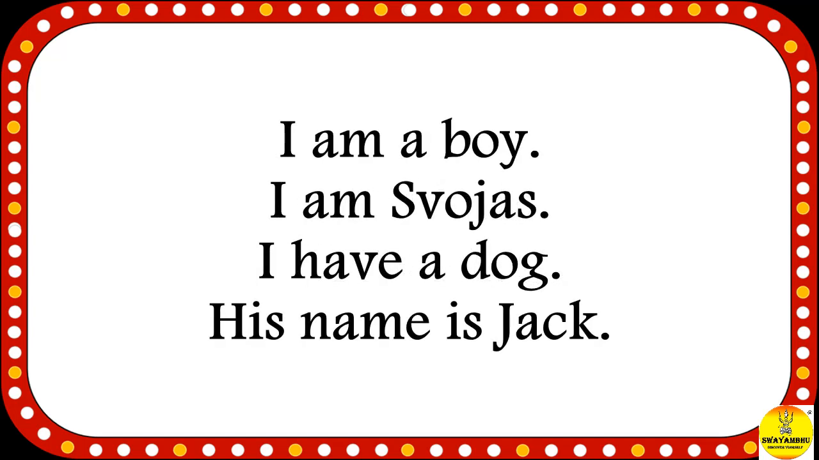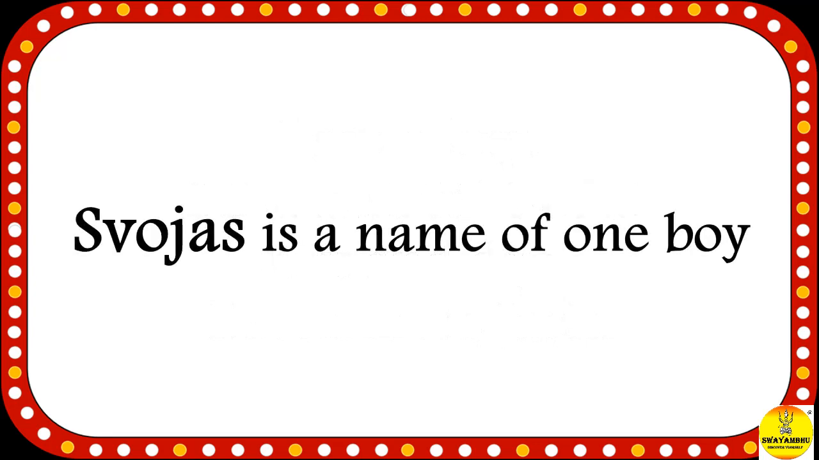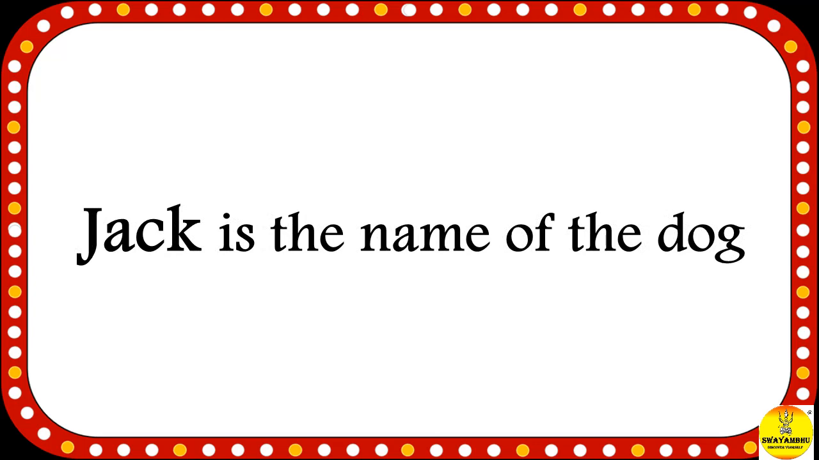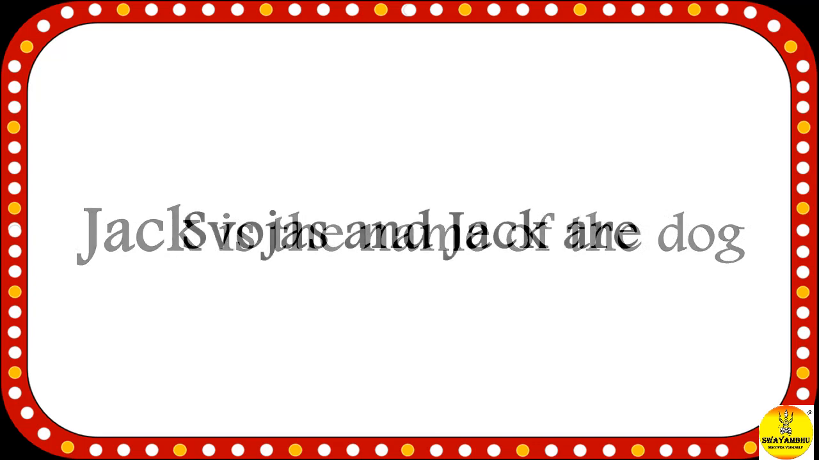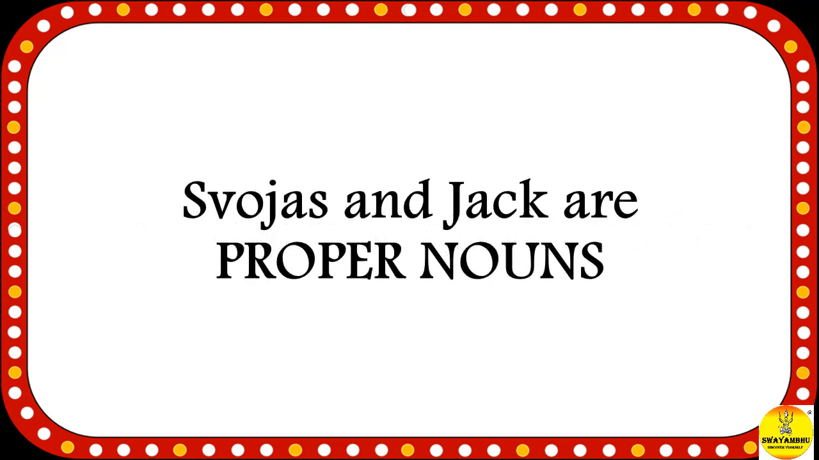I am a boy, I am Swoges, I have a dog, his name is Jack. So what are the common nouns here? Boy and dog. What about Swoges? Swoges is the name of one boy. And what about Jack? Jack is the name of the dog. So Swoges and Jack are, yes, proper nouns.